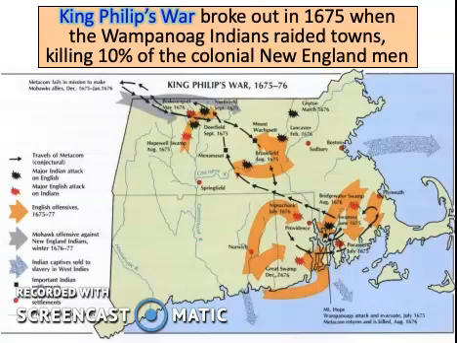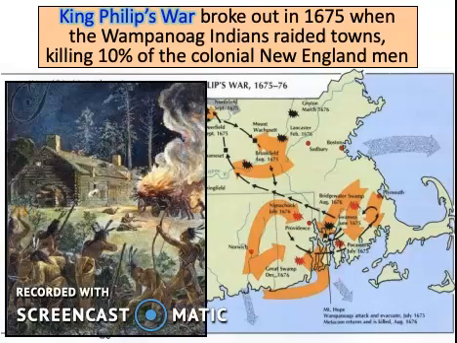Many different Native American tribes realize, wait a second, we need to do something to stop these Europeans from taking our land, and they form together to fight against the Europeans. They were led by a Native American called King Philip. He had taken on an English name, a quote-unquote Christian name, but King Philip and most of the Native American tribes over the period of several years are essentially wiped out as a result of King Philip's War, though they do exact a heavy toll on the colonists, killing about 10% of all New England men.